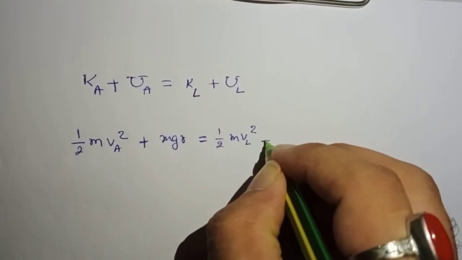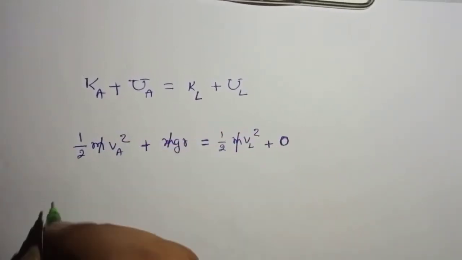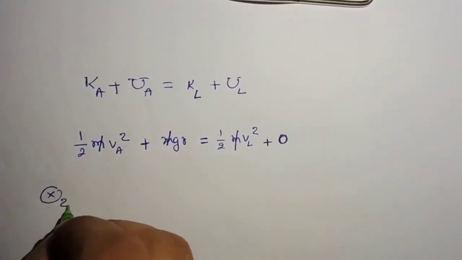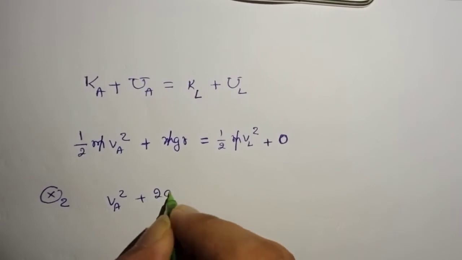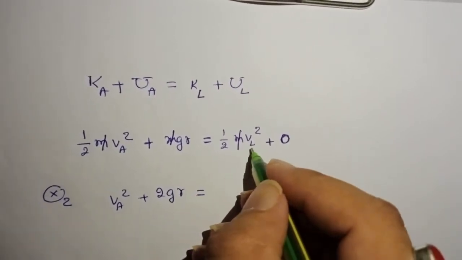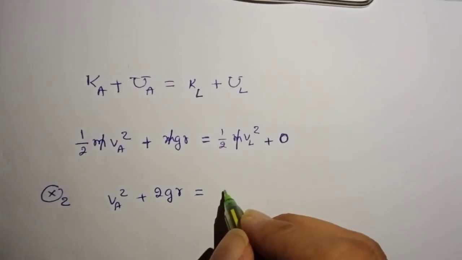Potential energy at the lowest point is taken as 0 because it is a reference. M gets cancelled everywhere. Multiplying the entire equation by 2, what happens? VA square plus 2GR equals VL square. What is the minimum value of VL? That is square root of 5GR.